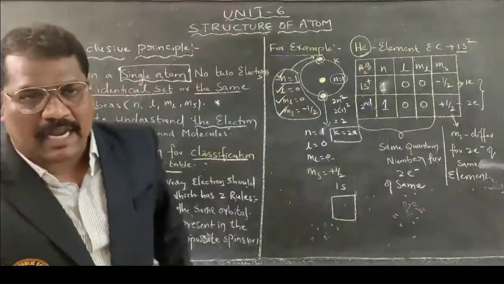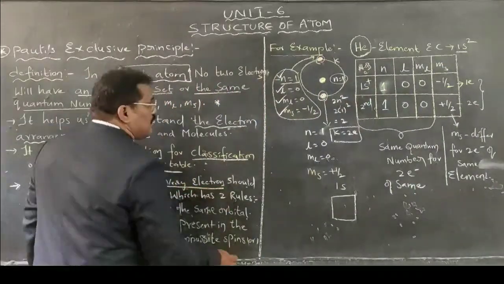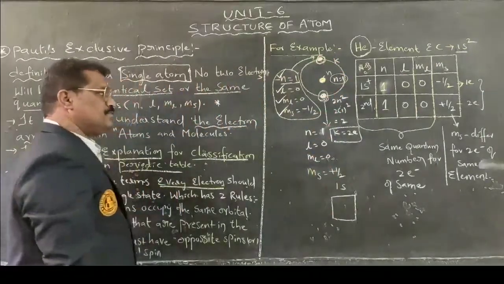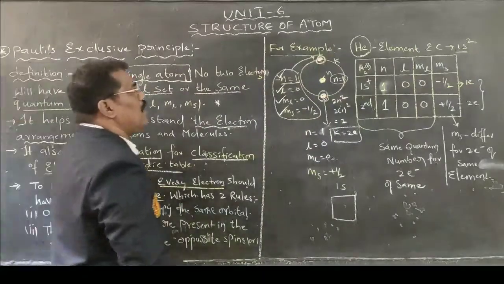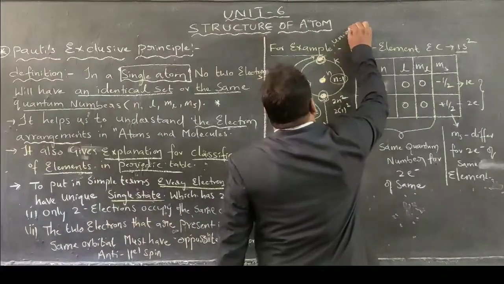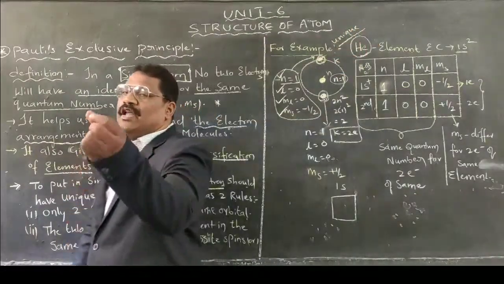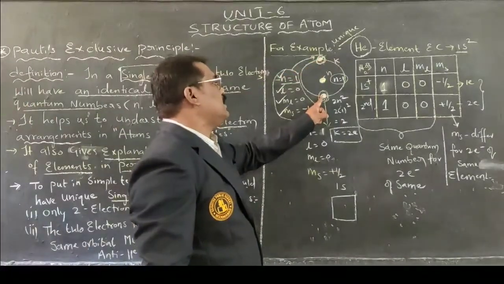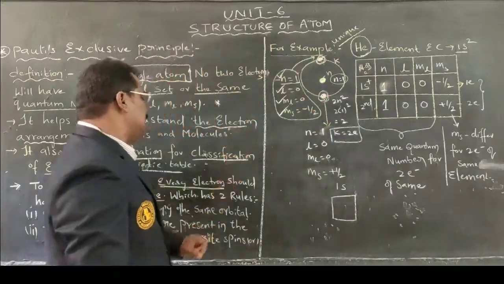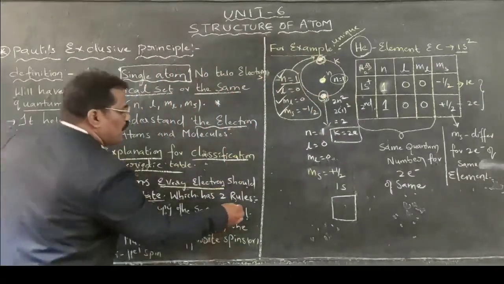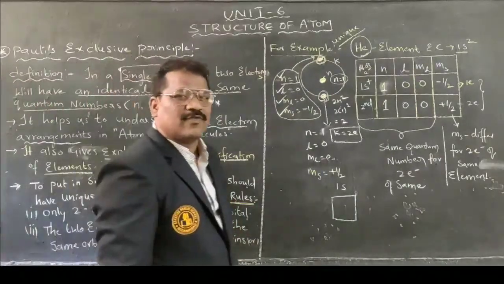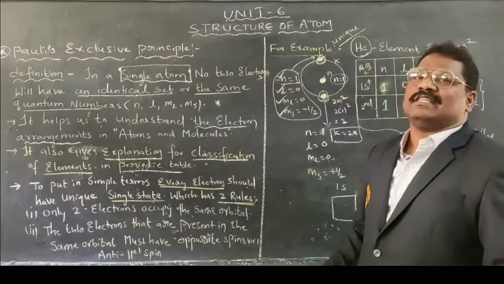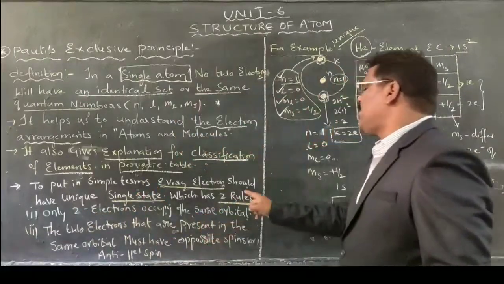What is that point? Electrons. Every electron, what else do we take? This is one electron and this is one electron. It is a nucleus. Every electron will have a unique single state of its own. It is having its own single state nature, and it follows two rules. How many rules is it following? Two rules. What is the first rule? The first rule indicates that only two electrons occupy the same orbital.